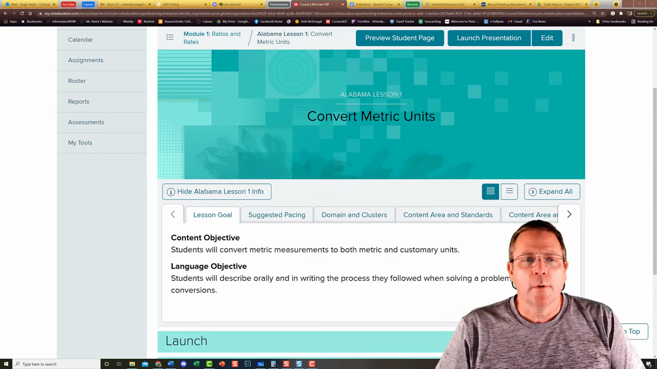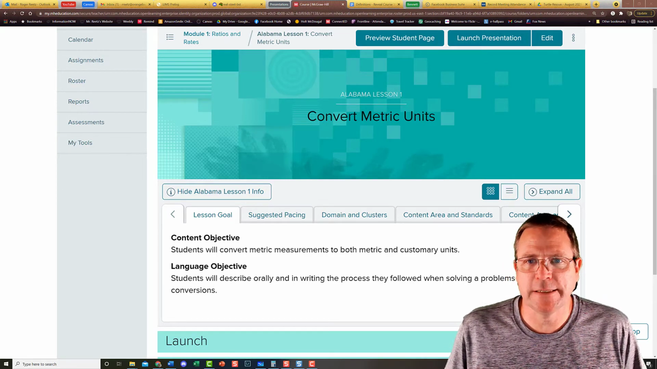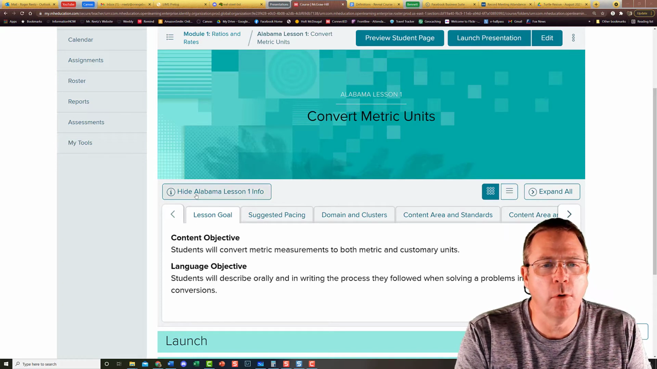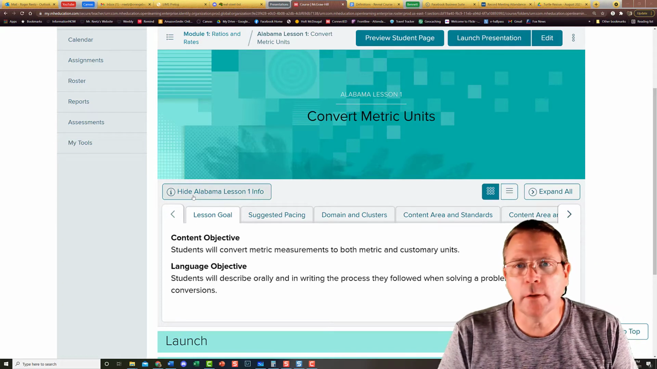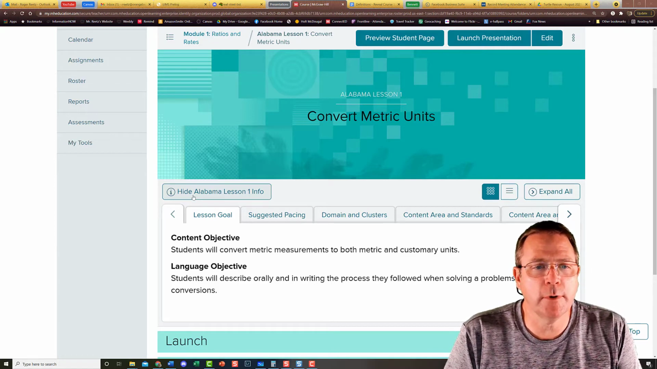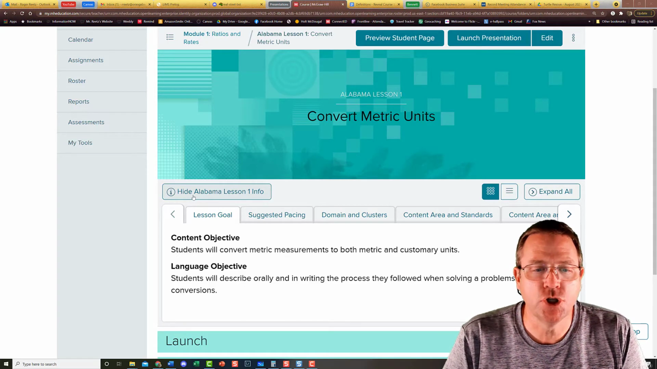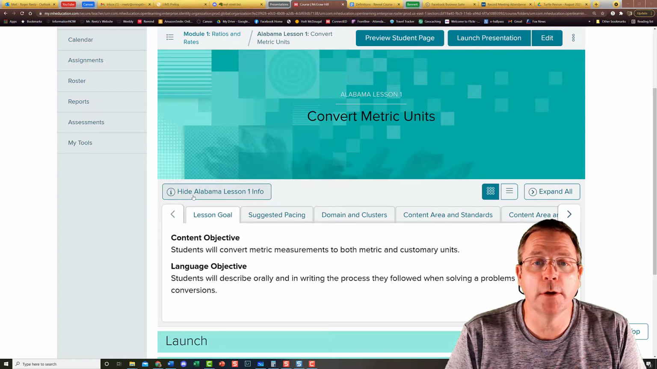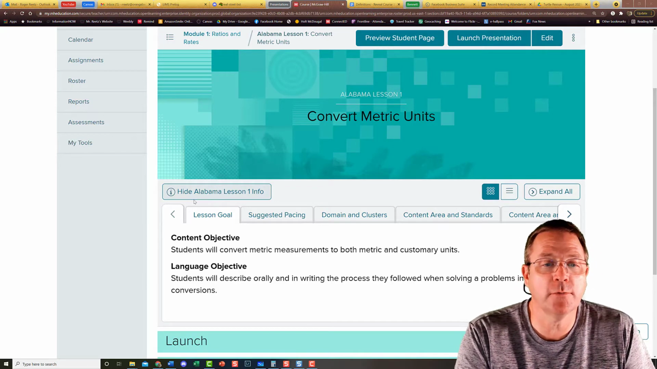Hey everybody, welcome back to what I'm going to call lesson 6.5. The state of Alabama required that you also have a solid foundation in converting metric units, and therefore the textbook company created a whole special lesson, Alabama Lesson 1, just for you guys, so that you'd have what you need in order to be ready to go on into the next level of converting metric units.